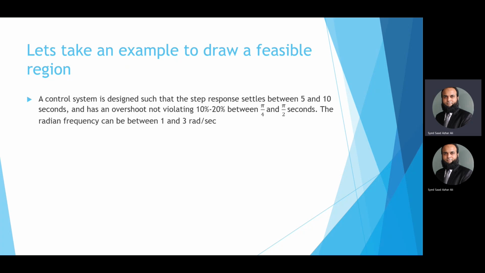As you can see, the step response settles between 5 and 10 seconds, so this means this is somewhat about settling time. Overshoot is, as it is also hinting by the percentage, between 10 and 20%. And when does the overshoot occur? At the peak time. So this is the peak time. And the radian frequency omega n is between 1 and 3 radian per second, as I'm going to show you now.